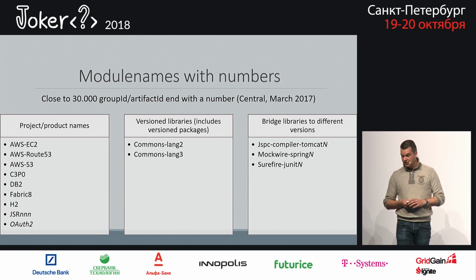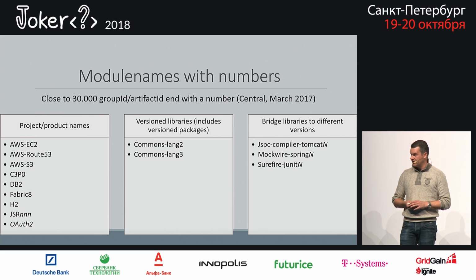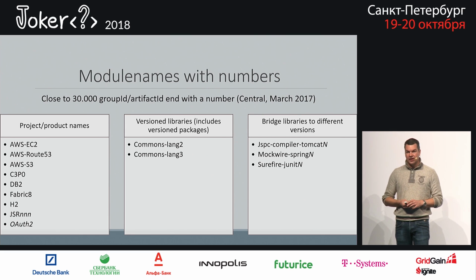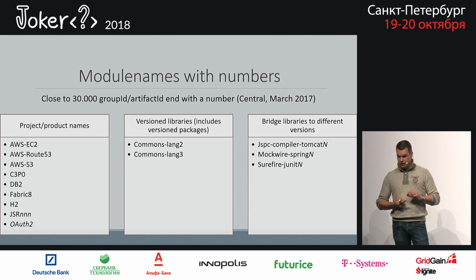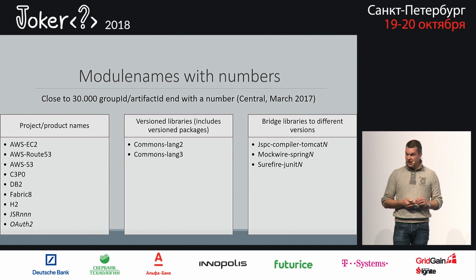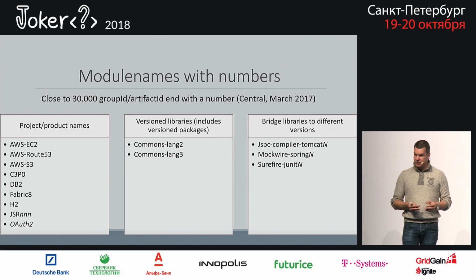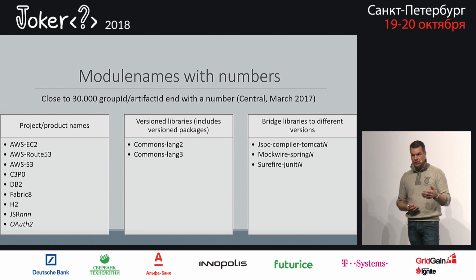The next group are versioned libraries, and especially Commons Lang. What they did is with Commons Lang 2 and 3, they broke backwards compatibility. But that also meant that they introduced a new artifact ID, and they also introduced a new package. And that's very, very good, because now it is possible to have both Commons Lang 2 and Commons Lang 3 on the class path. If they had decided to remove this number, that would not be possible anymore.